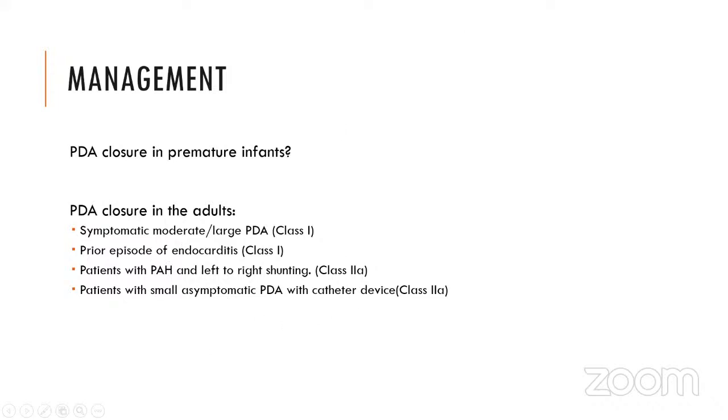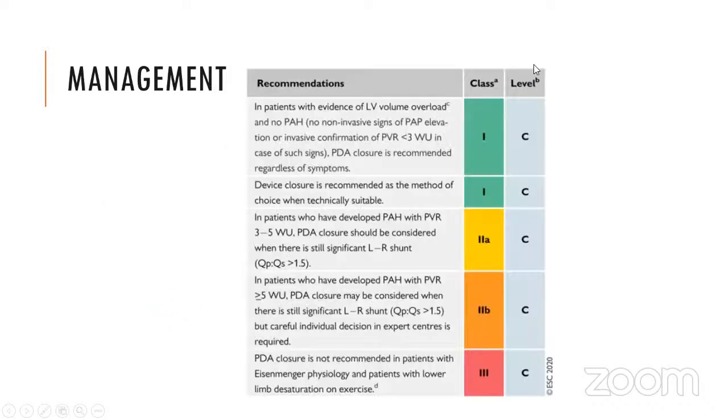But here, if the PDA is large and symptomatic, this is class one. If it's accompanied by any complications such as endocarditis, this is also class one. Now, if the PDA is asymptomatic, we'll also look into pulmonary arterial hypertension. If the patient has PAH with left-to-right shunting, it may be closed, and the recommendation is class 2A. In the past, they used to also recommend closing it with a device if the PDA is small and asymptomatic.